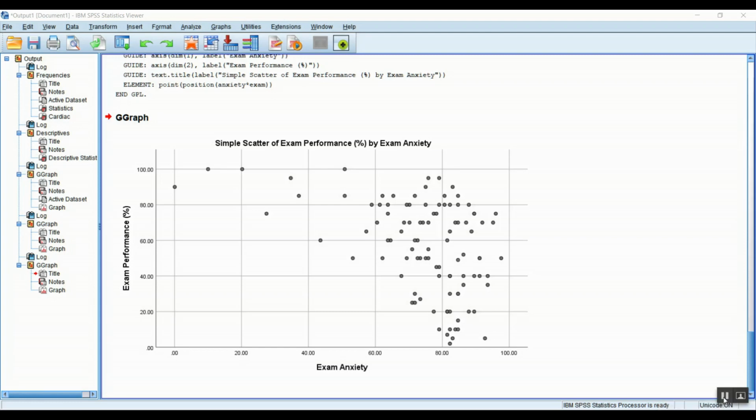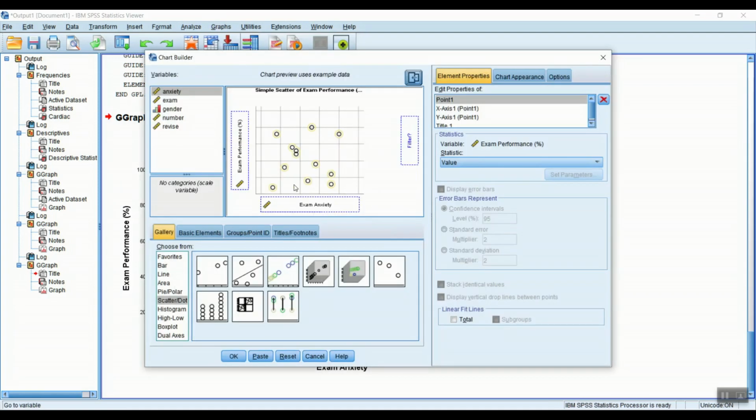Before going on to correlation, I want to consider another variable, which is the time spent revising. So far, we've only looked at the relationship between exam anxiety and exam performance, but what about how much time people spent revising? So let's bring that into the relationship. And this time, we're going to go back into Chart Builder. So we're going to go Graph, Chart Builder, and we are going to choose this one here, which is called the scatter plot matrix, and that will allow us to look at more than two variables. So we're going to bring that back into here.